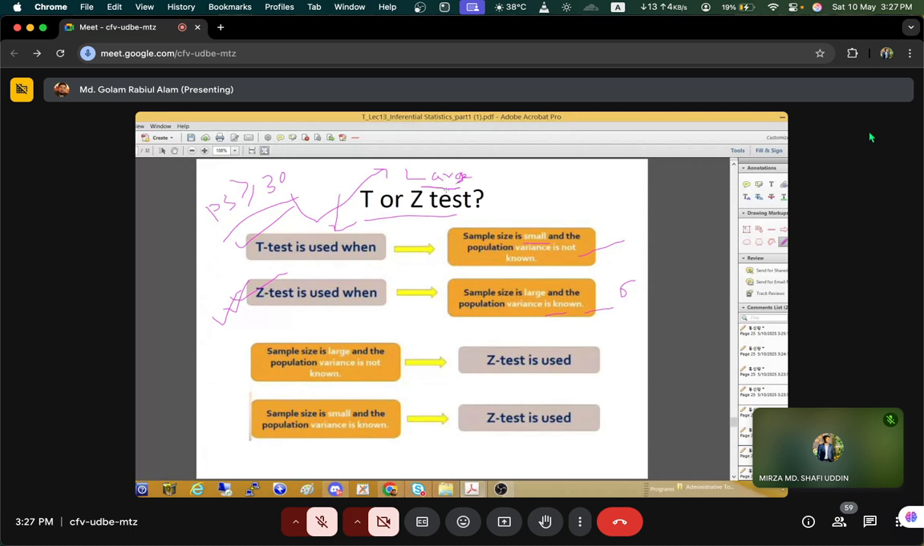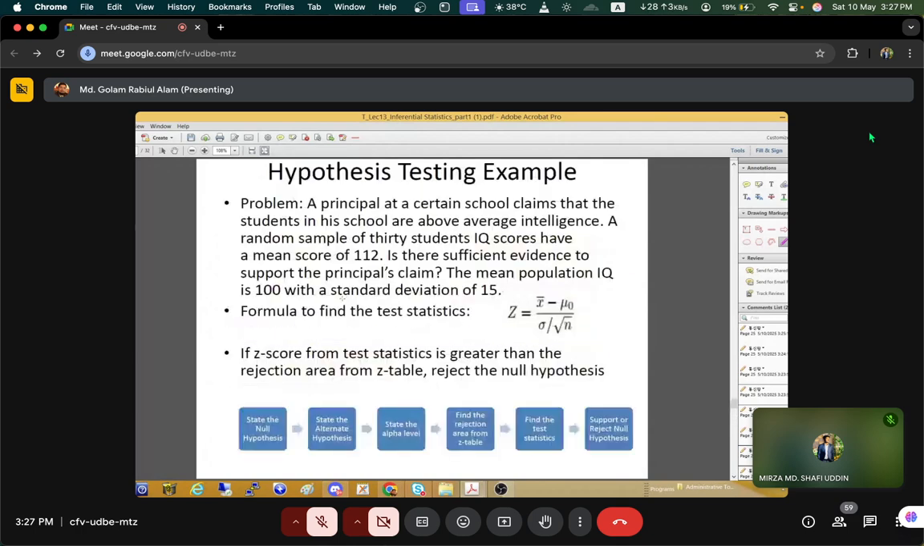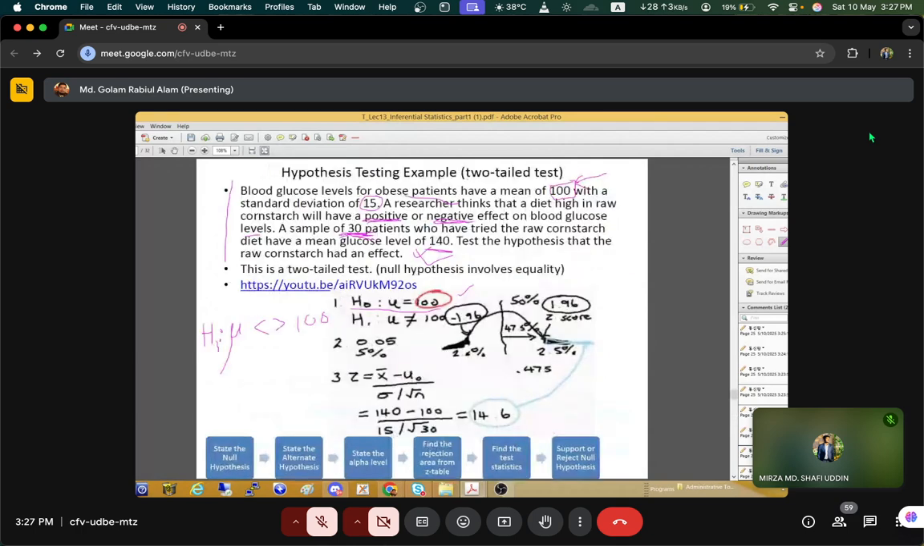Okay. So now we can see here, in this case, whether we know the sigma or not. We can see that there is a standard deviation of 15 for blood glucose level patients. This is not the sample standard deviation. This is the population standard deviation. That means sigma is given here. So we know the sigma, and it is 15.